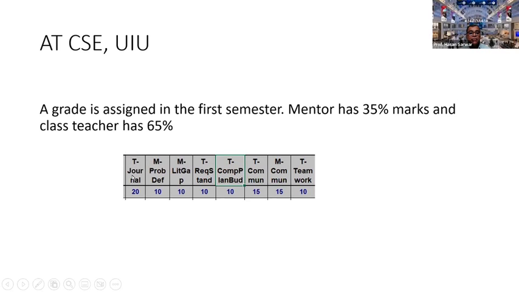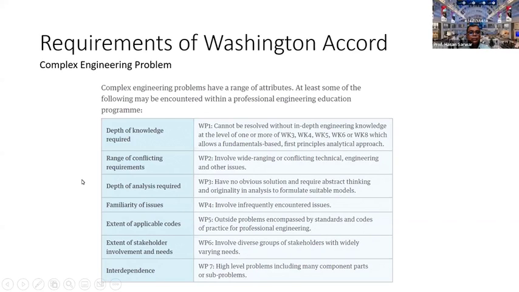So the teacher is giving the journal marks 20 out of 100, requirements and analysis 10, complexities 10, communication 15, and teamwork 10. The mentor is giving marks on problem definition, literature review and gap analysis, and communication 15. So these are the marks given by the mentors and by the teachers, meaning the course teachers or class teachers.